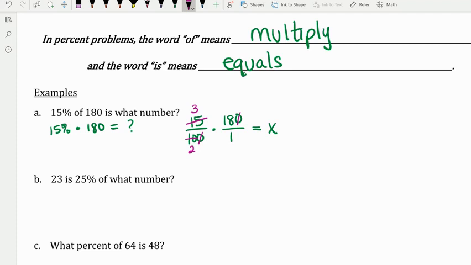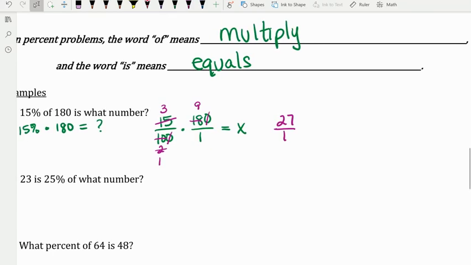I can do the 2 and the 18. So I'm going to cross out the 2 and make it a 1. And I can cross out the 18 and make that a 9. And now when I multiply straight across, on the top I've got 3 times 9. So that's 27. And then on the bottom, it's 1 times 1, which is 1. So then that means our answer is just 27. So I can say 15% of 180 is 27.